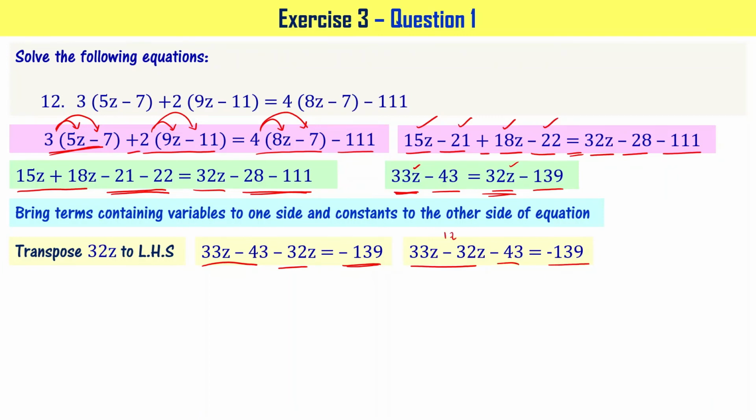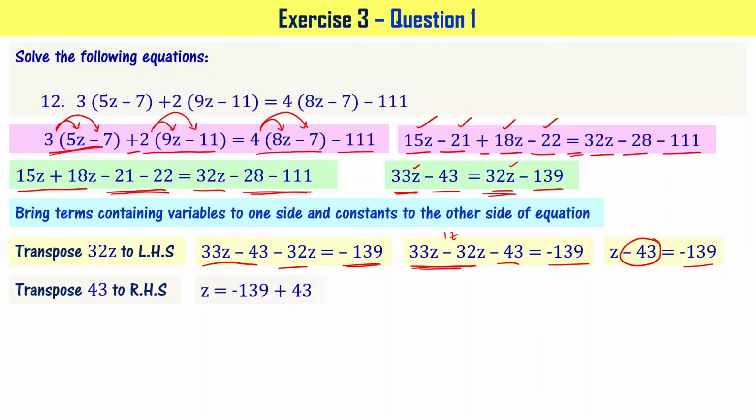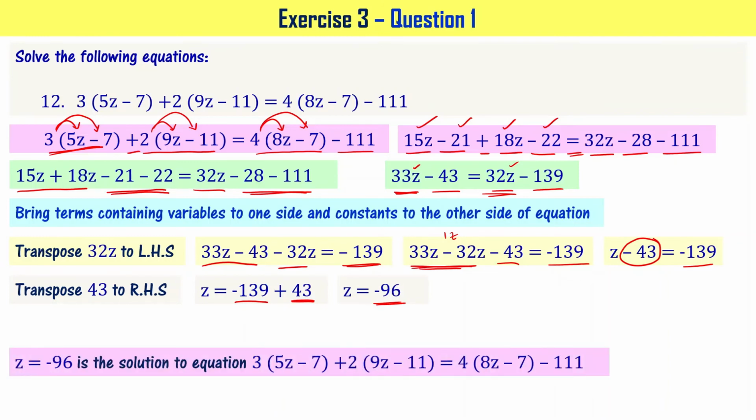This is 1z, right? The difference between these two is 1z. Let me write that. z minus 43 equal to 139, right? Now I can transpose this minus 43 to the other side. When I do that, the equation becomes z equal to 139 plus 43. When you simplify it, you get z equal to minus 96. Got it? So the solution to the given equation is z equal to minus 96.